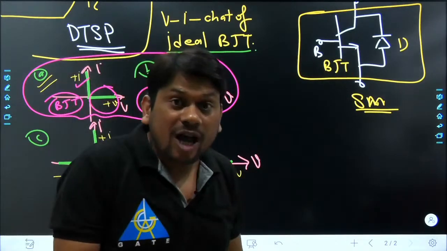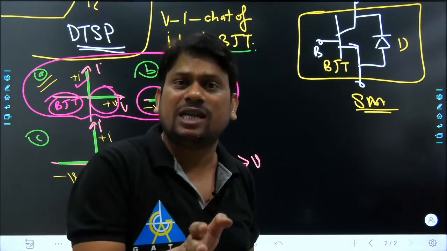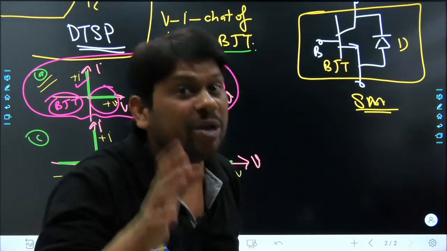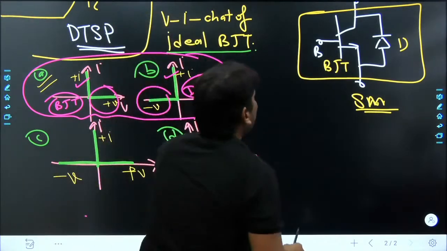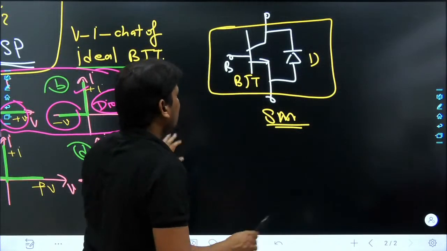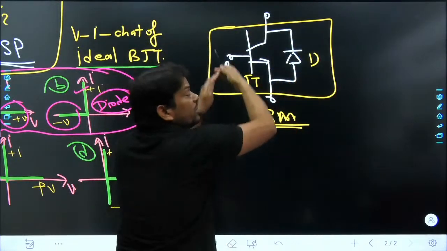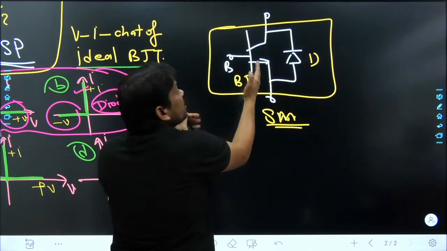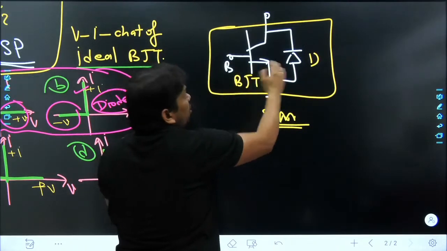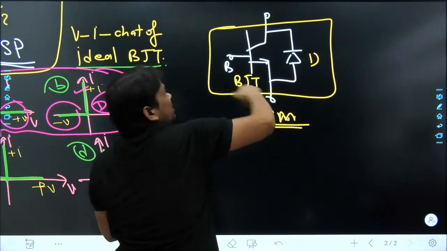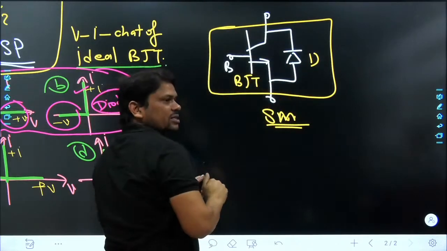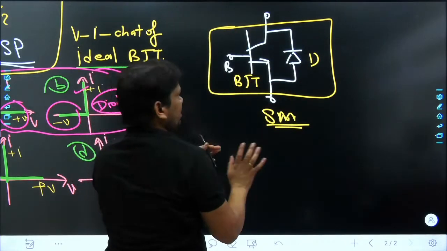Now I will tell you every step in detail and in minimum time. I want to ask you a very easy question. We want to draw the VI characteristic of this complete switch module, not the BJT alone or the diode separately. We want to design the entire VI characteristic. For that, I want to tell you a simple thing.